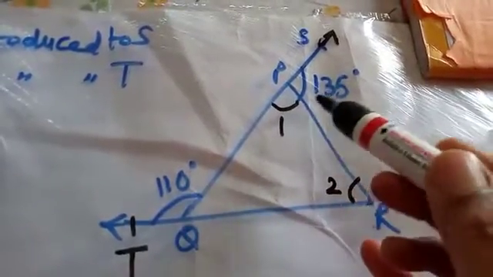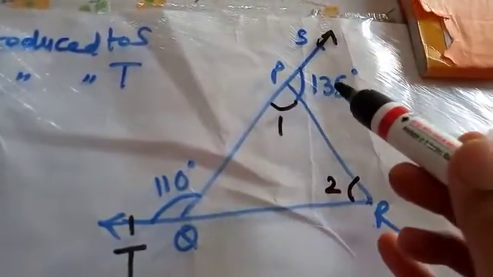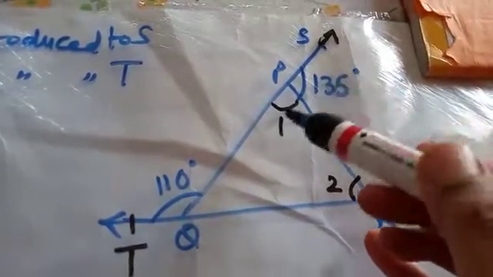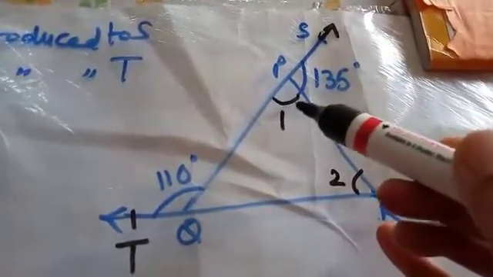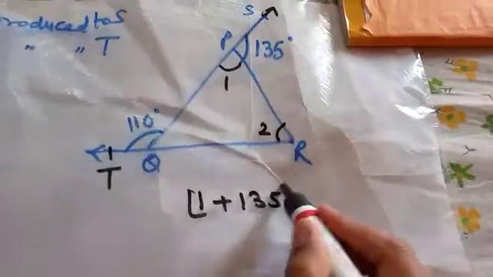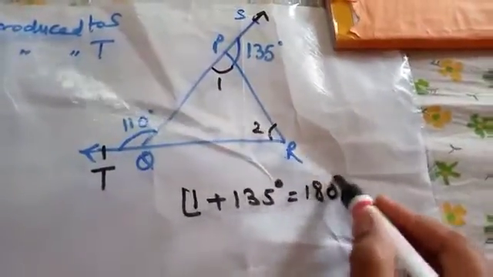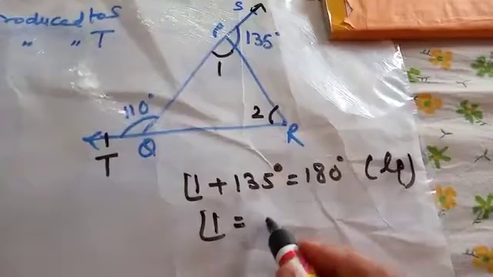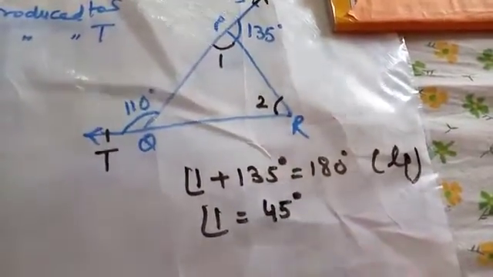Now if this angle is 135, I mark this as 1 and this as 2. Can I find out the value of angle 1? Angle 1 will be equal to 180 minus 135 because these two angles form linear pair. So angle 1 plus 135 is equal to 180. What's the reason? Linear pair. So angle 1 will be equal to 45 degrees.